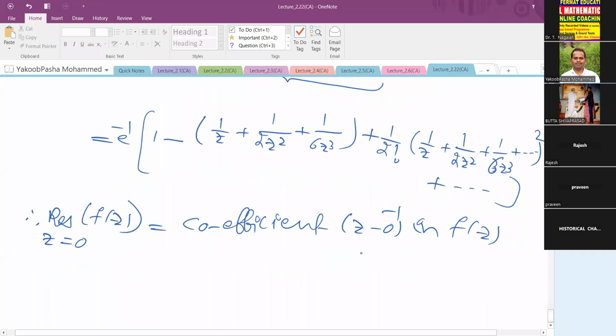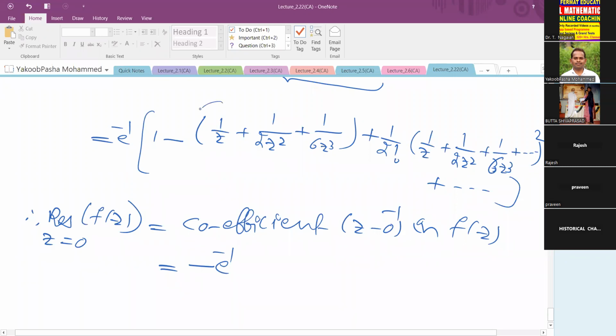So here we have to observe the coefficient of 1 by z. Z power minus 1 means 1 by z. The 1 by z coefficient is minus 1, and we have e to the power of minus 1, so minus e to the power of minus 1. There are no more 1 by z terms here; in the square they start from 1 by z square, and next from 1 by z cube.